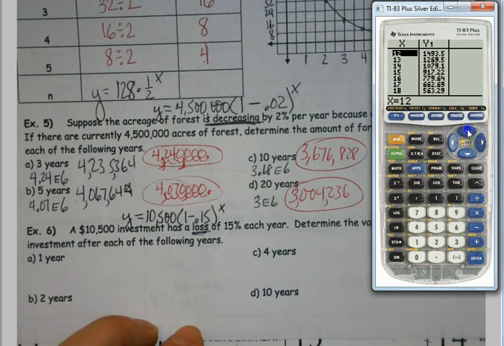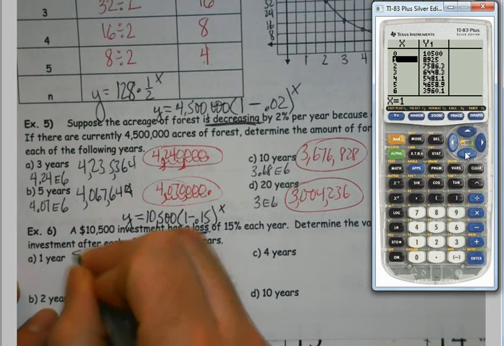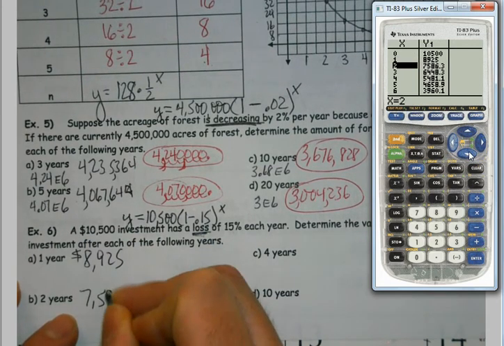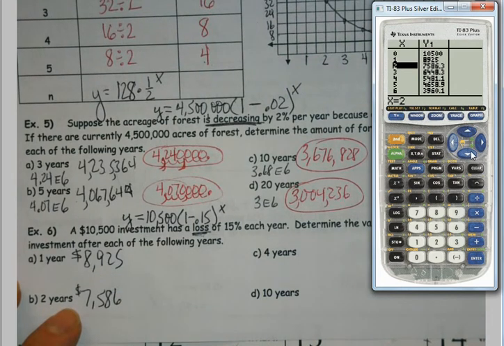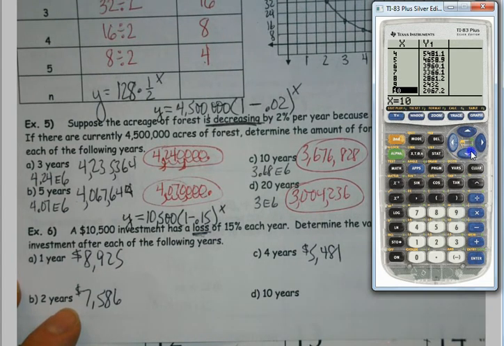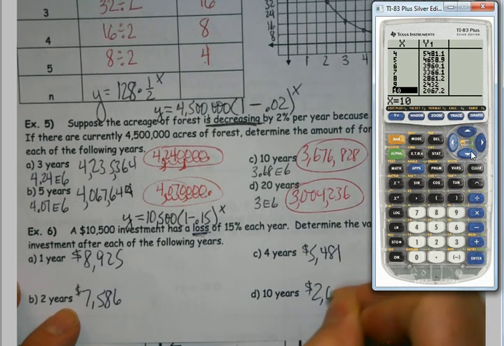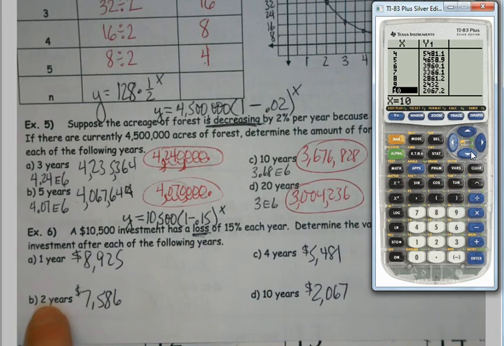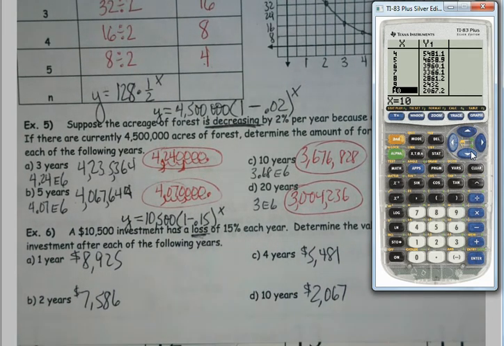Second graph. Got to back up here. All right. This time, numbers are much better to work with. Year 1, my investment's already down to $8,925. We are in trouble here. 7,586. We'll just round to the nearest dollar. Look at how quickly my money is going bye-bye. Whew. And again, or I could just plug in 1 for the x, 2 for the x, 4 for the x, 10 for the x, and get my values that way. Either one would absolutely work.